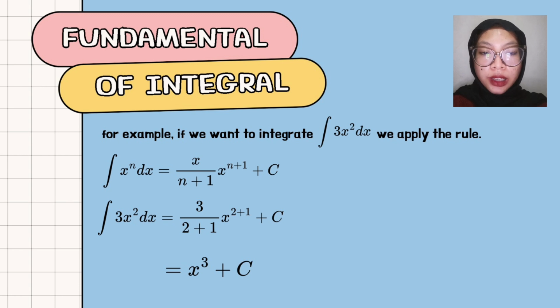For example, if we want to integrate 3x squared dx, we apply the rule: integral of x to the power of n dx equals 1 over n plus 1 times x to the power of n plus 1, plus c. So, the integral of 3x squared dx is 3 over 2 plus 1 times x to the power of 2 plus 1, plus c. So, the result is x cubed plus c.